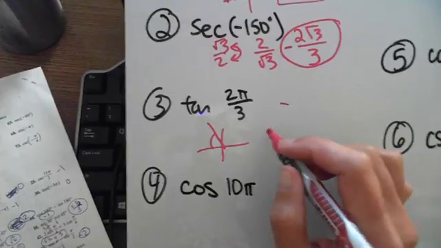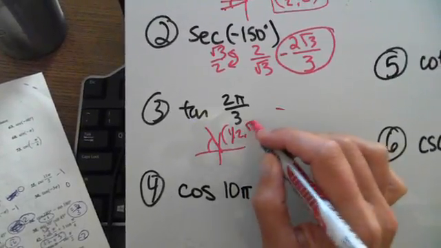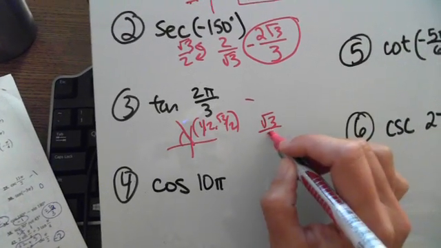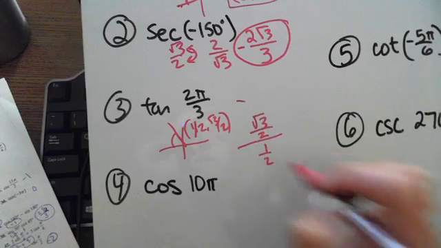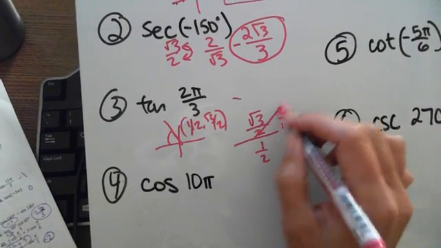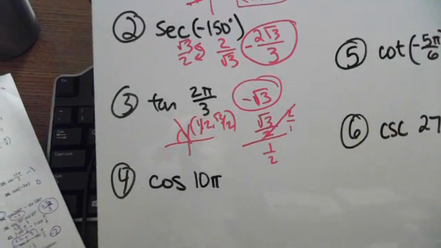60 degrees has an ordered pair of 1 over 2, radical 3 over 2. To find tangent, I take y, which is radical 3 over 2, divided by x, or sine divided by cosine, multiplied by the reciprocal, so my 2's cancel. All I'm left with is negative radical 3.